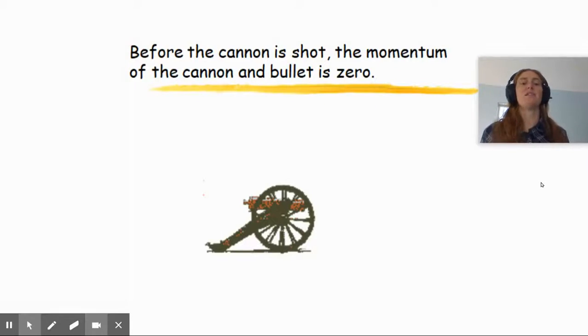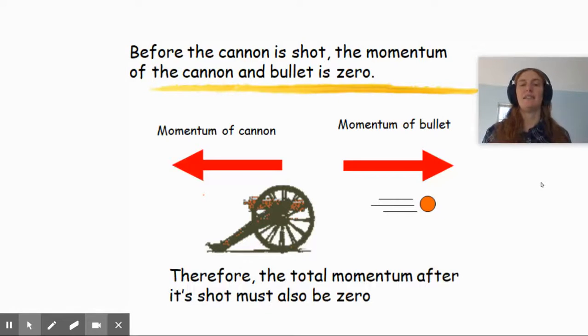So here's another example. Here I have a cannon shooting a cannonball. Before the cannon is shot, the momentum of the cannon and the cannonball is 0 because neither one is moving. But once I shoot it, I need to still have the same momentum. So that means the momentum of the bullet going forwards is going to be the same as the momentum of the cannon going backwards. So that way I have the same momentum before the explosion and after the explosion.